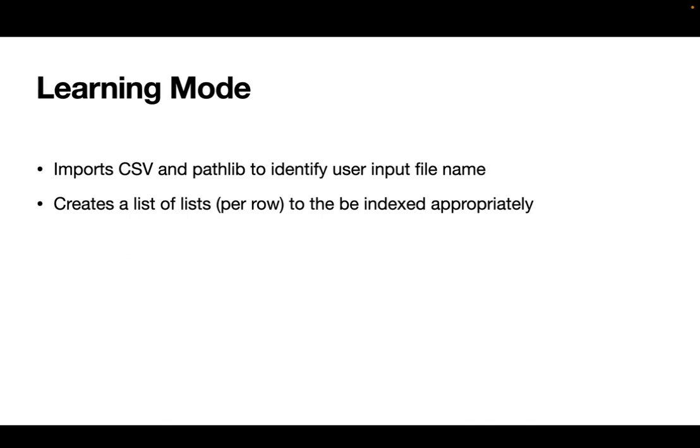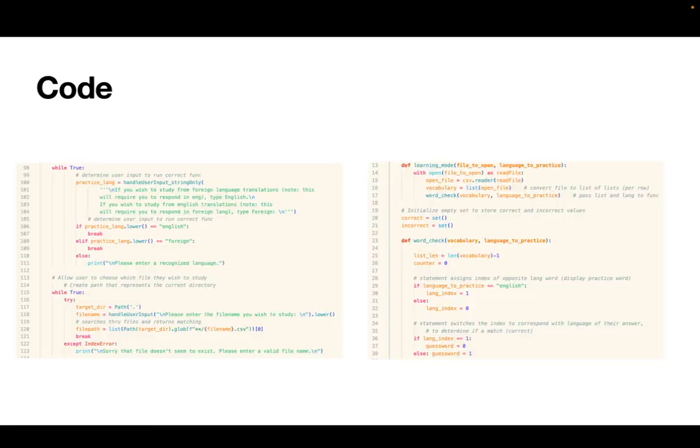Next up is learning mode. I think I've already touched on this, but you can import any CSV that you like. There obviously is a stylistic method that you have to follow, and you can find that in the user documentation and help guide. I've also imported pathlib to assign whatever file they say to a relevant path. And then I created a list of lists per row to be indexed appropriately in that mode.